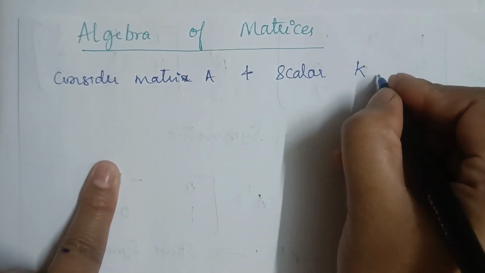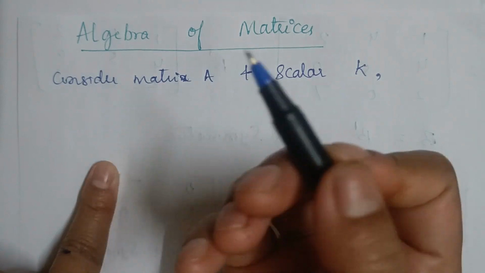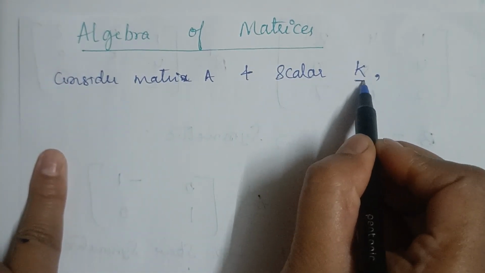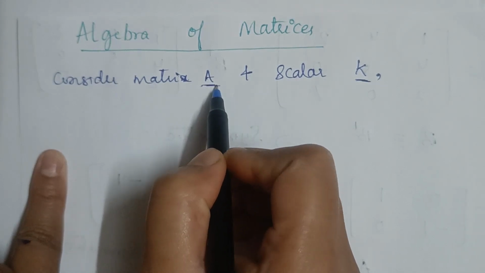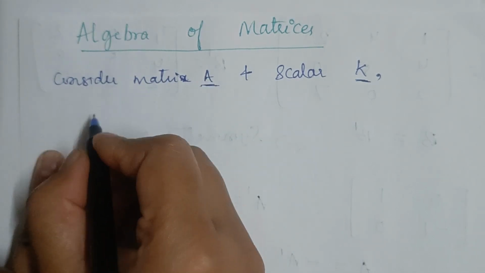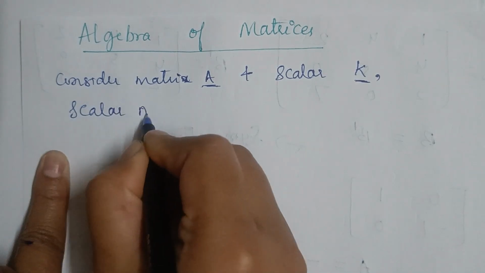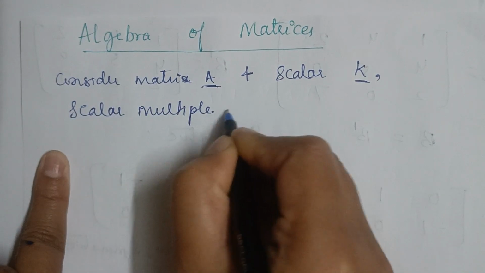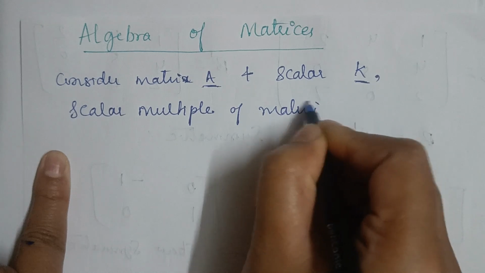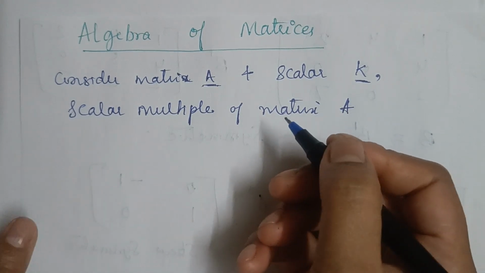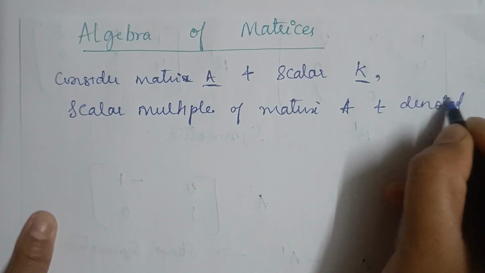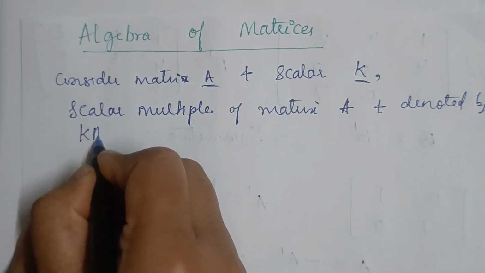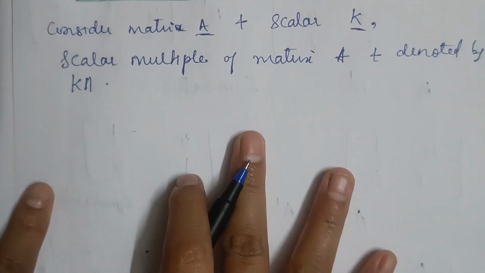Okay, and the matrix obtained by multiplying this scalar value to the matrix A is called the scalar multiple of matrix A, and is denoted by KA. So if you want the proper definition, I'll write it down here.